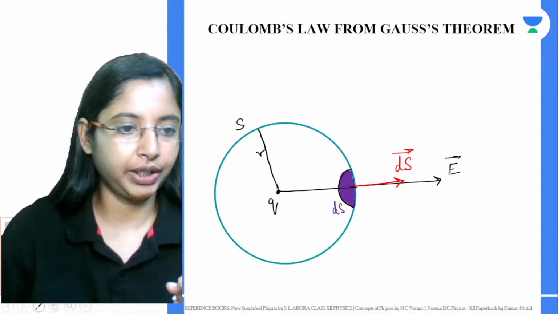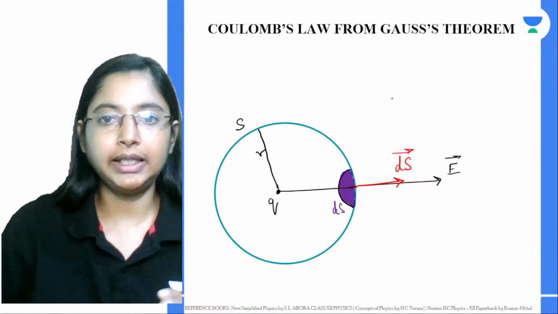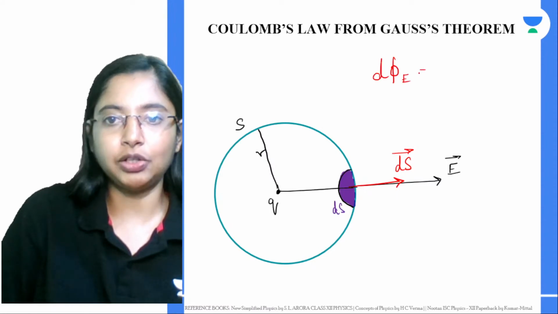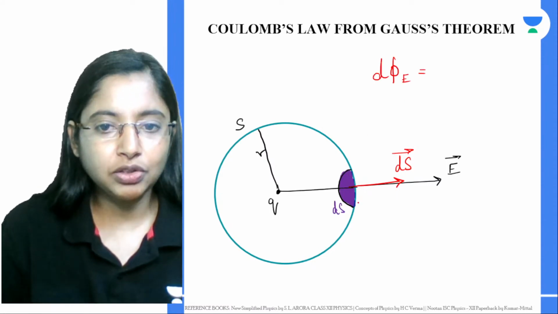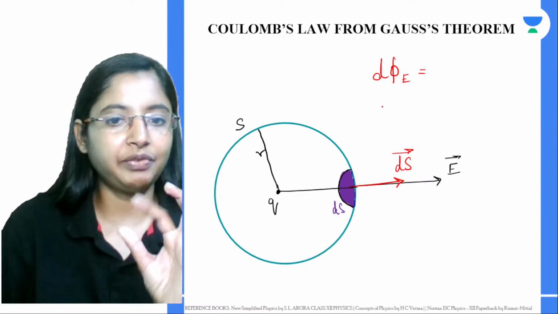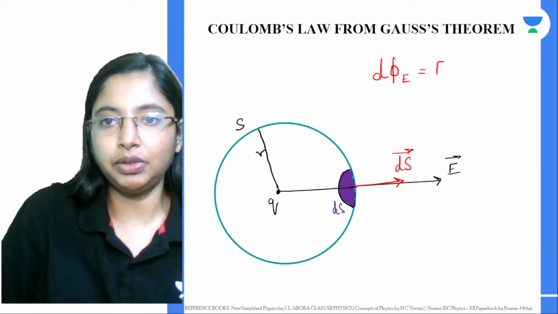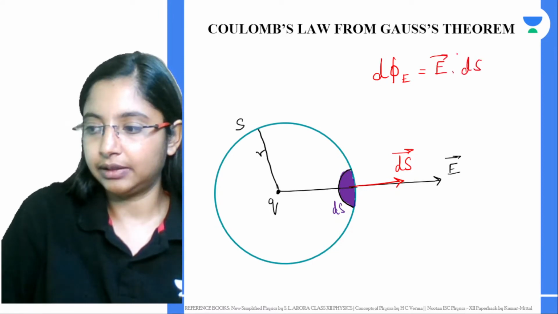That is what we want to find out. Now that can be given as d phi e, because the total flux is phi e, but because of the small surface, there will be very limited flux. So in this case, it will be d phi e, which is equal to E dot ds.